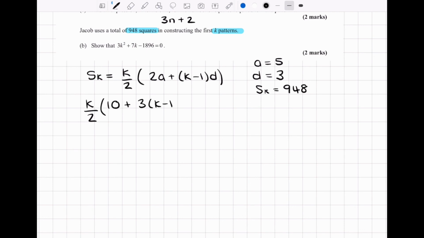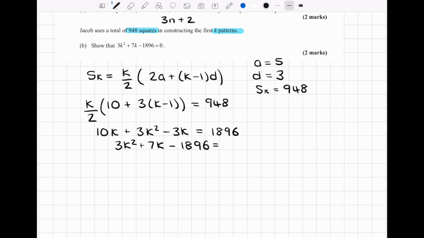So if we add all of these in, we've just got to show this quadratic. We don't even have to solve it. An easy 2 marks. So if we expand all of that, get it all onto the same side. I've multiplied it all by 2 there. And we've shown our final solution.